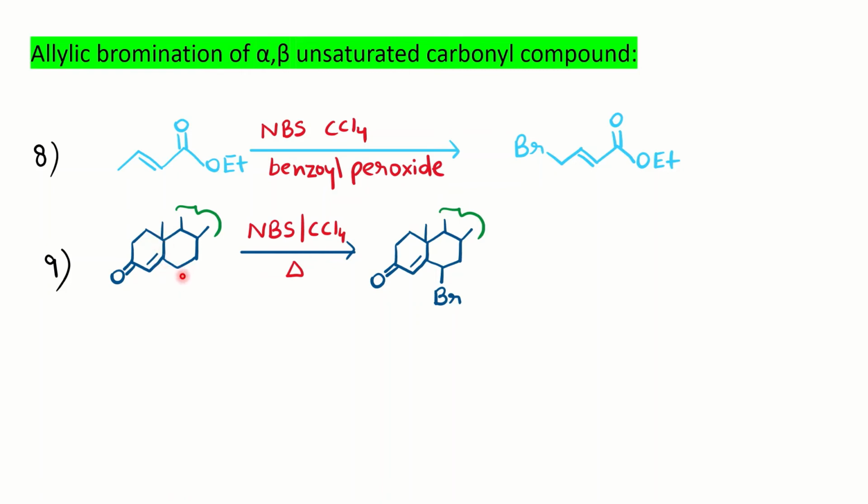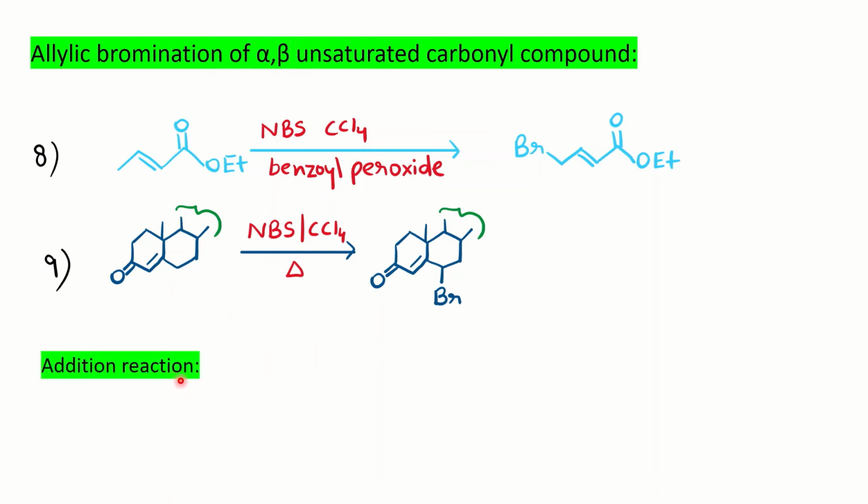We need to find the next one. The next one is free. This is the allylic position with respect to this double bond, and so the bromination will occur at this position. So directly you can do the bromination here without doing the mechanism. Otherwise the mechanism is the same, the first mechanism which I showed you for the allylic position.